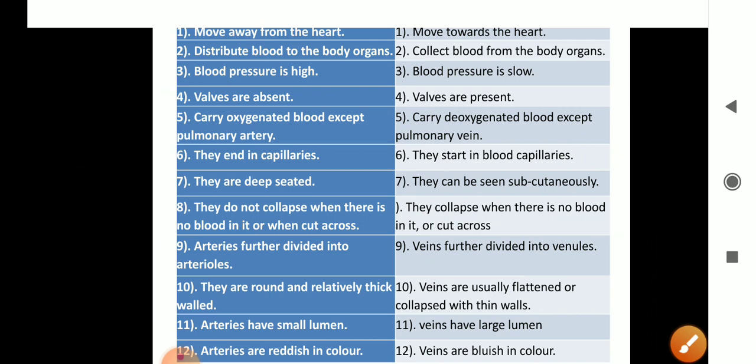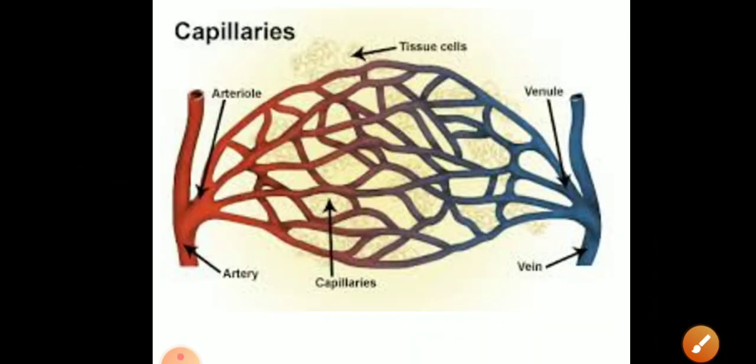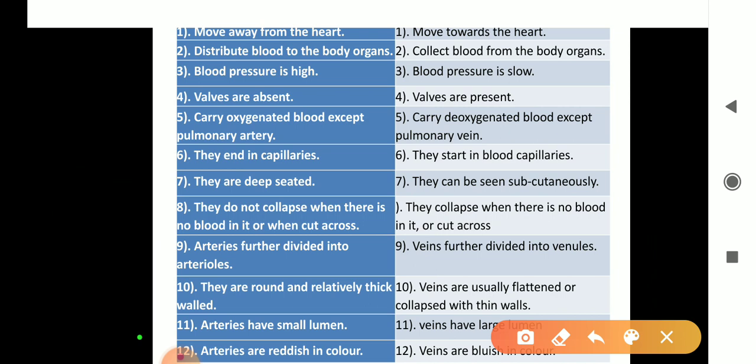Now see, next, arteries have a small lumen, I told you, and veins have a larger lumen. Then arteries are reddish in color and veins are bluish in color. Why? Arteries are red because they have the oxygenated blood, and veins are bluish because they have the deoxygenated blood in it.